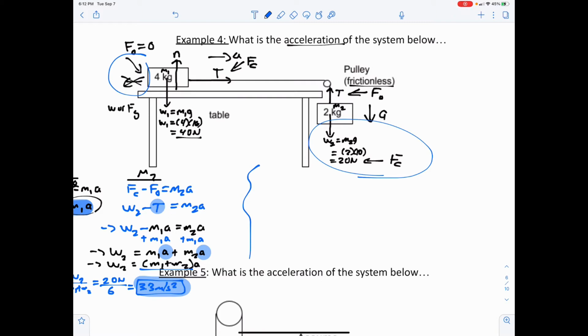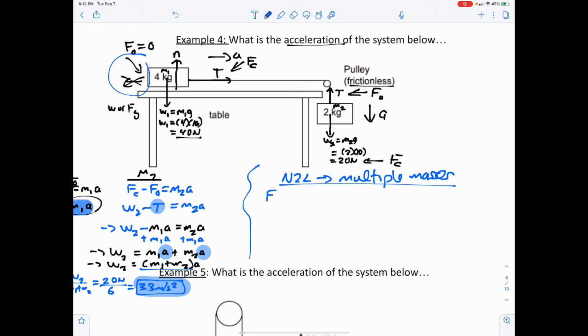Now, we're not going to count gravity and normal force in this example because we're accelerating to the right, and those two forces are perpendicular, not parallel to acceleration. So we only care about forces that are going with acceleration or against acceleration. So what we do is we apply our Newton's second law, but our Newton's second law for multiple masses. And here's how it's going to work.